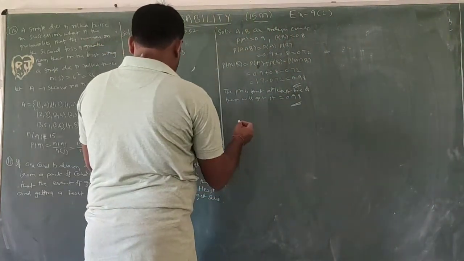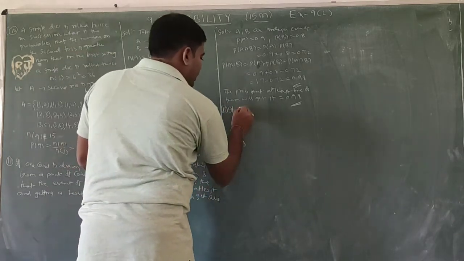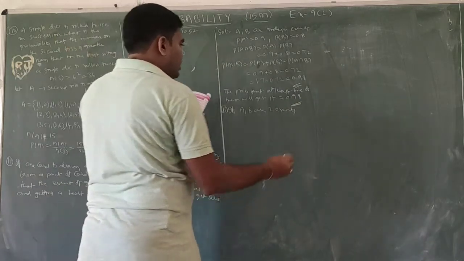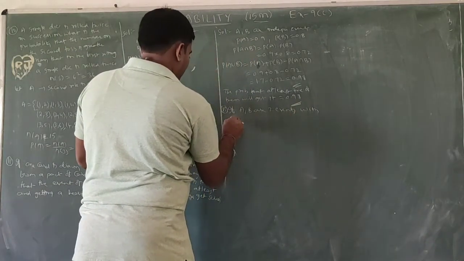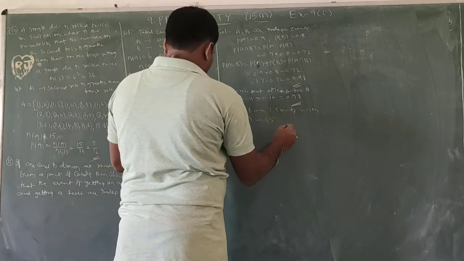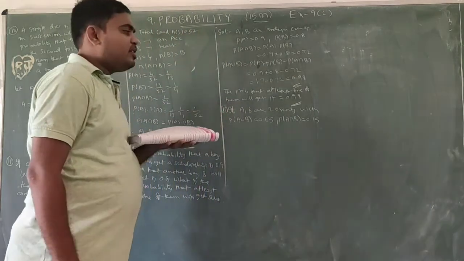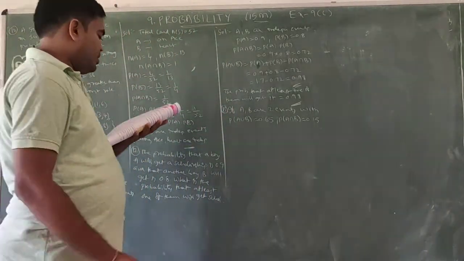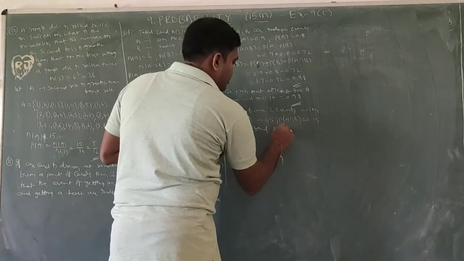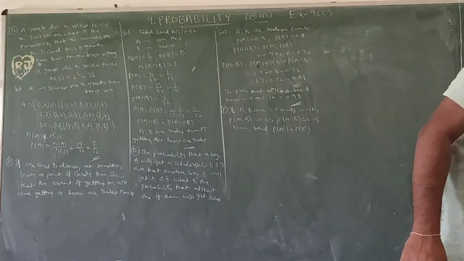13. If A, B are two events with P of A union B equal to 0.65, P of A intersection B equal to 0.15, one is 0.65, another one 0.15, then find P of A complement plus P of B complement. We need to find P of A complement plus P of B complement.